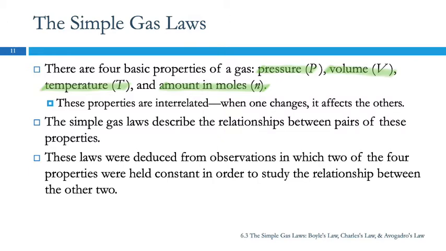So there are what we call simple gas laws, and these are simple because they just look at the relationship between two of the properties. You do that by holding the other ones constant, so just allowing two of them to change. So these laws were deduced from observation a very, very long time ago.